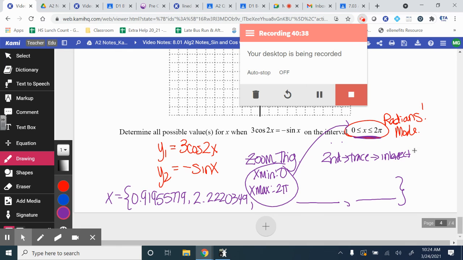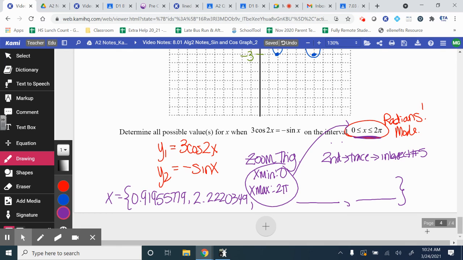So this would be second trace intersect, which is number 5 to get those, and you have to hit enter 3 times. So make sure it doesn't say guess, hit first curve enter, second curve enter, and then hit guess. Make sure when you hit guess though, you move your cursor over to where you see the 2 graphs intersecting. So you have to move that cursor for each of the 4 points. Okay, and those are going to be your 4 answers. Again, you should have the other 2 written out on your paper.